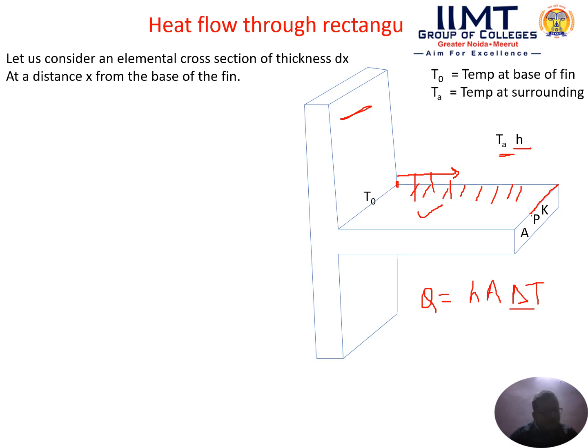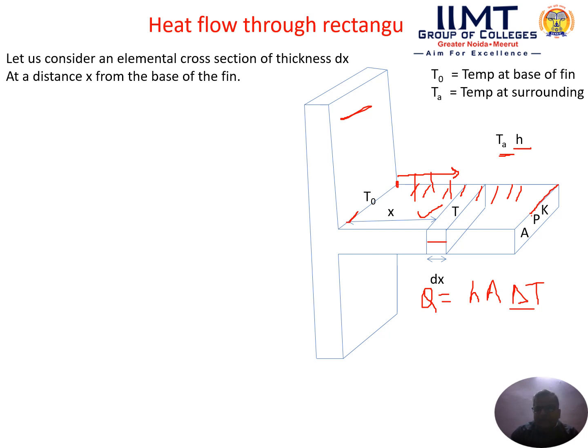First, we have to take an element in that fin. So let us suppose an elemental cross section area of thickness dx. This will be the elemental cross section area, and the thickness of this element will be dx, and it is at a distance of x from the base of the fin. This will be the base, then the distance of that element from the base is equal to x. Let us suppose that capital T is the surface temperature of that element.